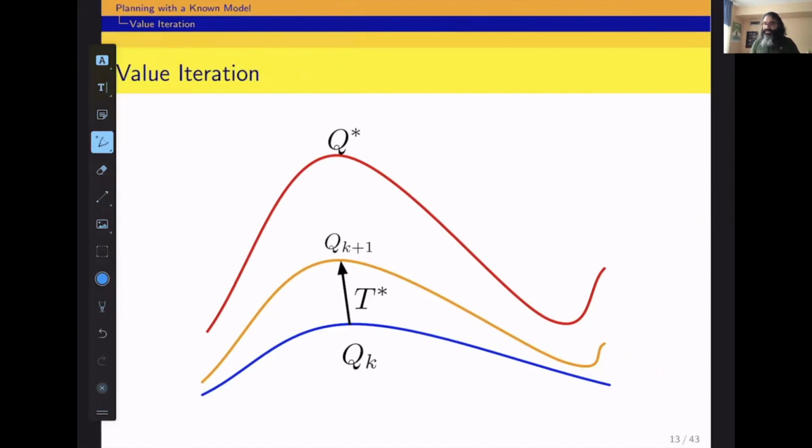So I'm showing 3 different functions here. The x-axis is the state-action space. Of course this can be high dimensional, but I'm just showing it as one dimension. And the y-axis is the value of them, so it's the magnitude of these functions.